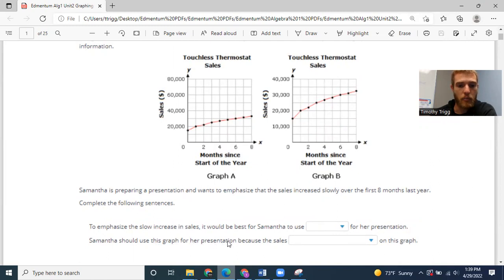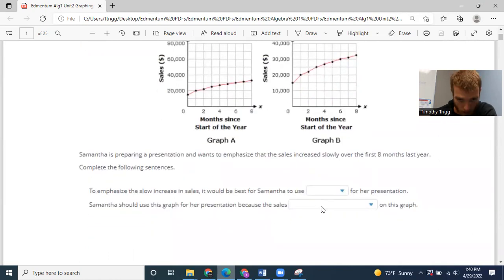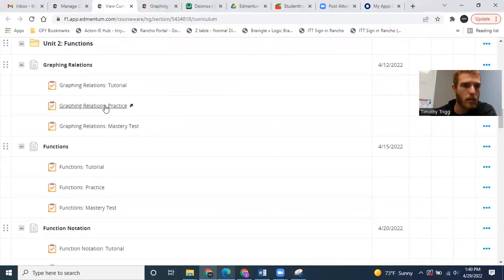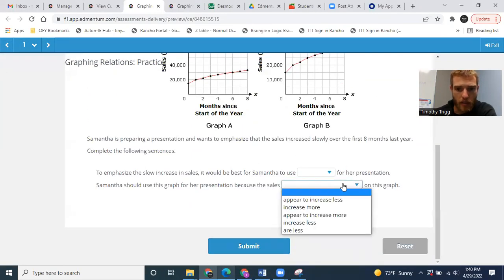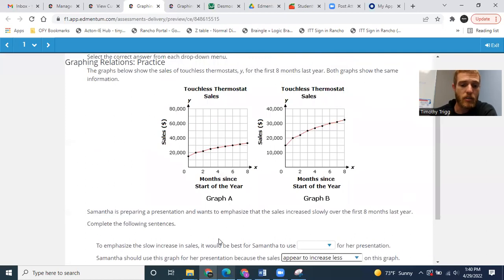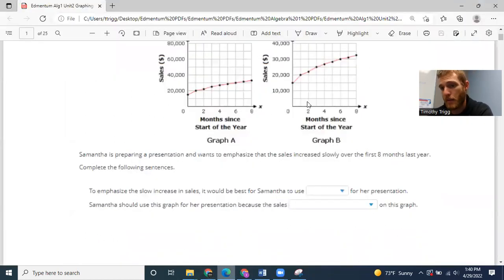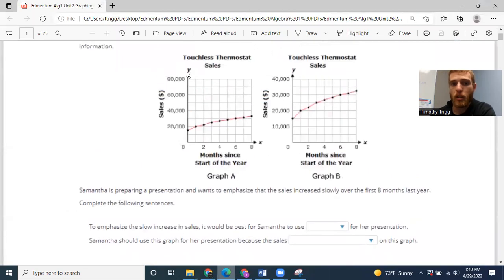Samantha should use this graph for her presentation because the sales, I don't know what that blank's supposed to be. Let's go ahead and look at this. Because the sales appear to increase less. Now, again, these two graphs show the exact same information. But what's the difference? Well, look at the scaling on the Y. You see how the scale on the left graph, graph A, goes up to 80,000, where graph B goes up to 40,000. So the scaling is different, which makes the graph look different.